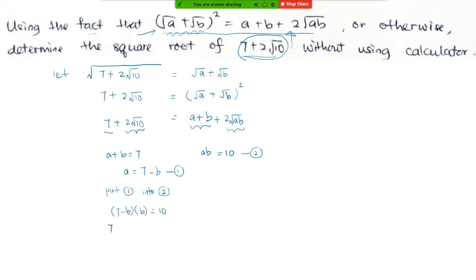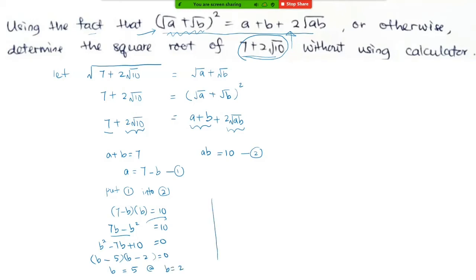Let's expand this. We have 7b minus b squared equals 10. This is the quadratic term, so we're going to solve this quadratic equation. Let's bring this over to make our b squared always positive. So we have b squared minus 7b plus 10 equals 0, and factorize it. To get b squared, we have b times b. To get 10, we have 5 and 2, which give us the sum of negative 7. So from here, b is either 5 or b equals 2.